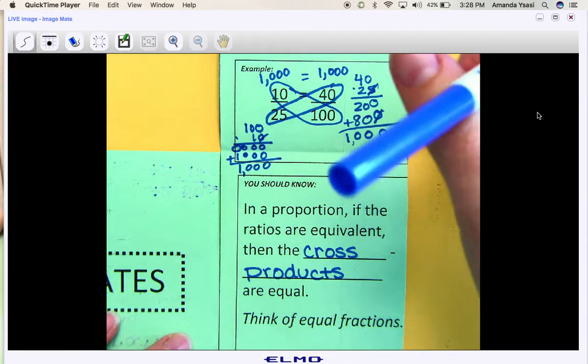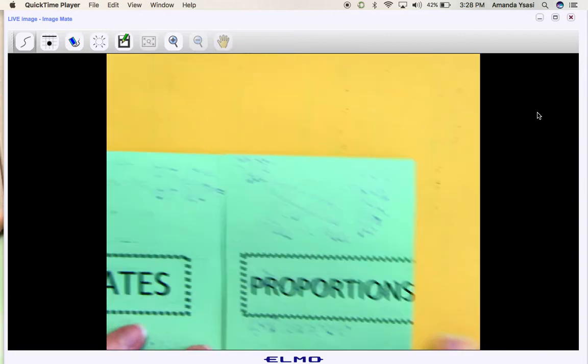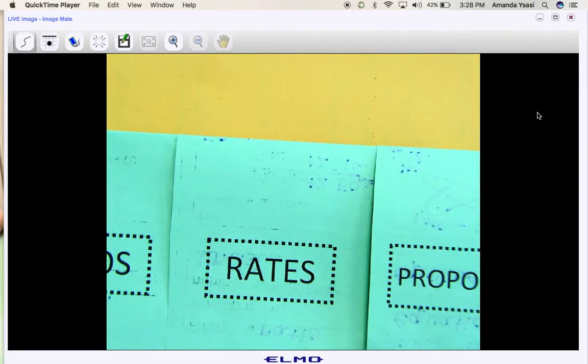Okay, so go ahead and glue this in your journal and update your table of contents.